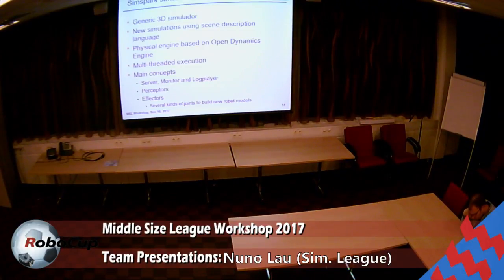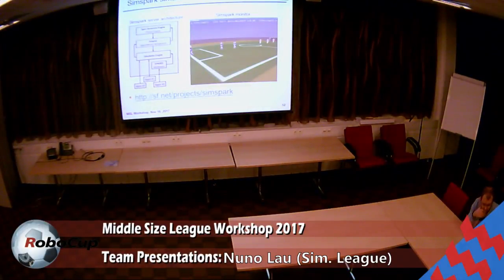The main components are the server, the monitor, and the log player. The server is the simulator, the monitor is the visualizer, and the log player allows you to replay. It has some general perceptors and effectors that include several joints to build new kinds of robots. So you have the physical engine, then the scene graph, which is used for object management, and the simulation engine. In the beginning you also had the space middleware that was used to take into account the network effects and also the thinking time of each agent.